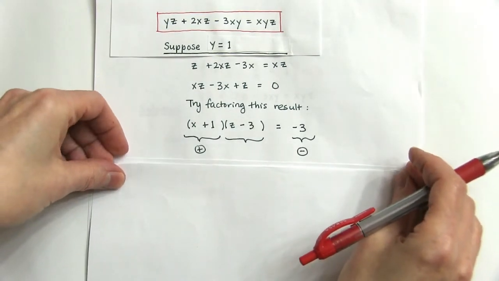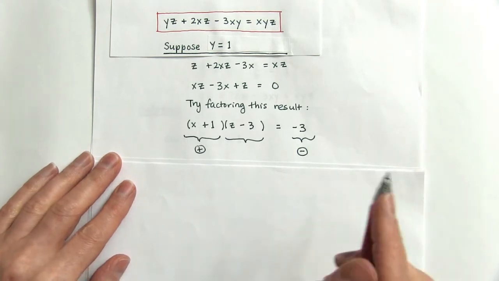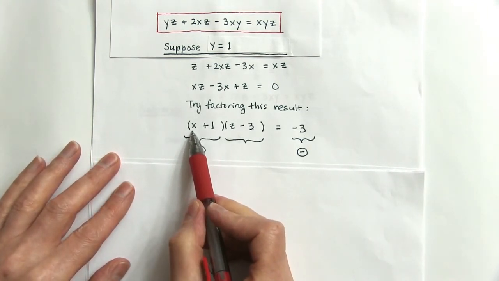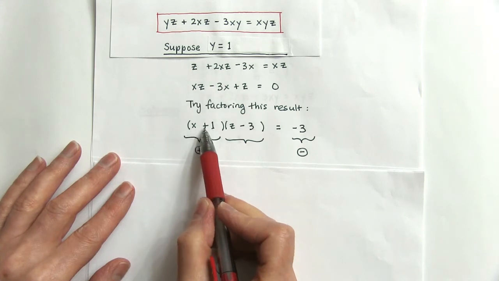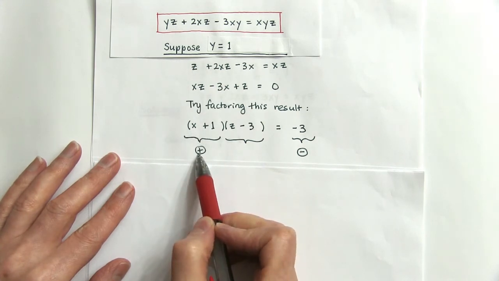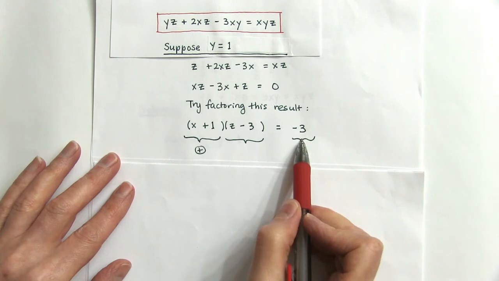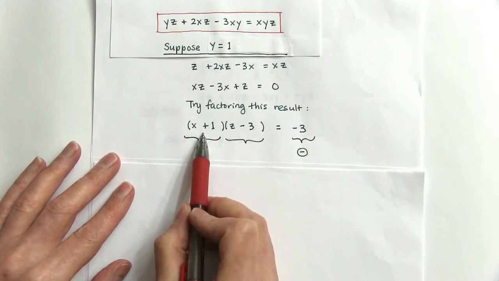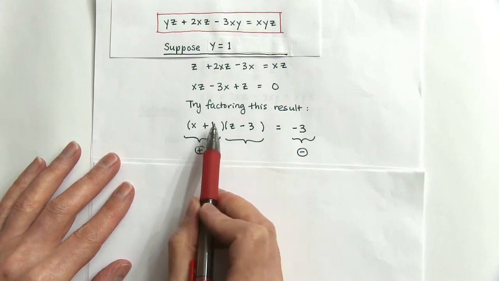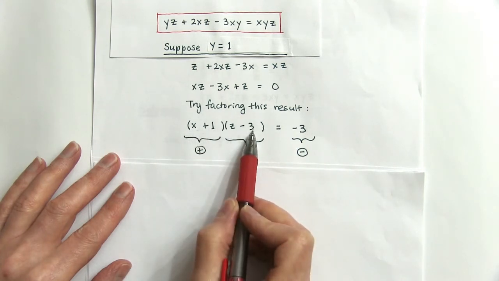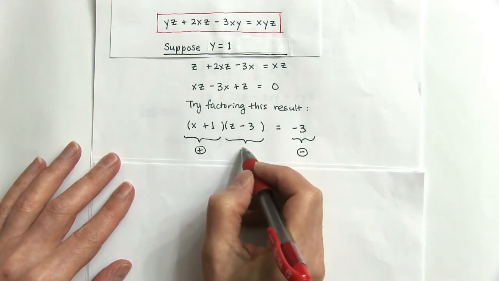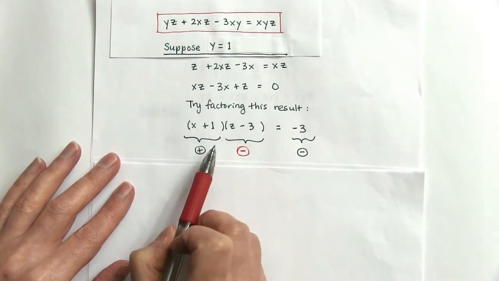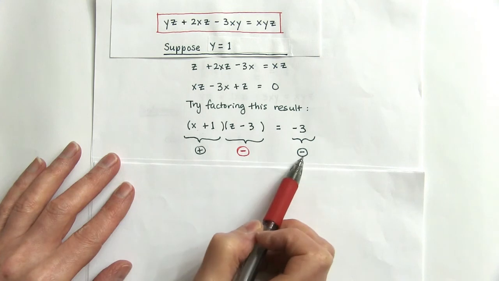And then I can analyze this, because I know that x needs to be a positive integer, and so x plus 1 is a positive integer. I also realize that minus 3 is a negative integer. And so in order for this product to be negative, this quantity here has to be negative, because positive times negative will give me negative.